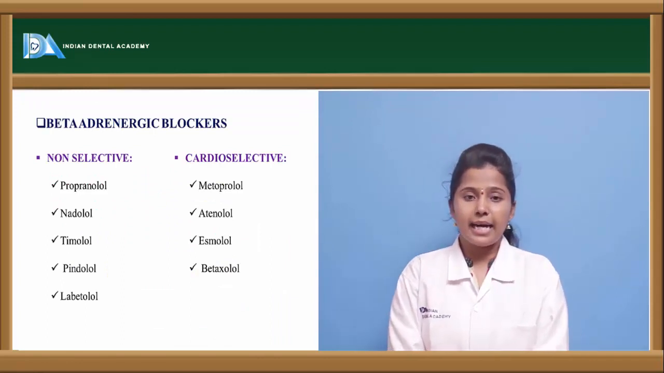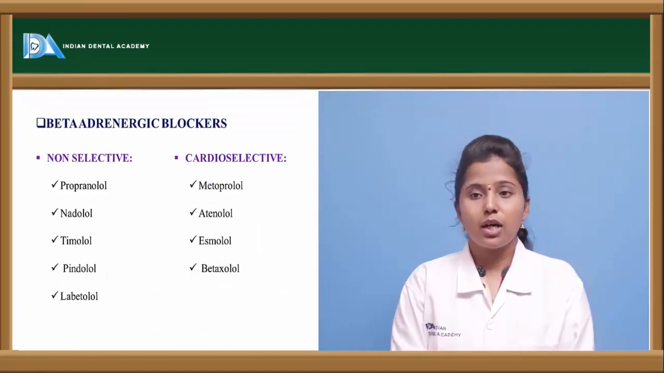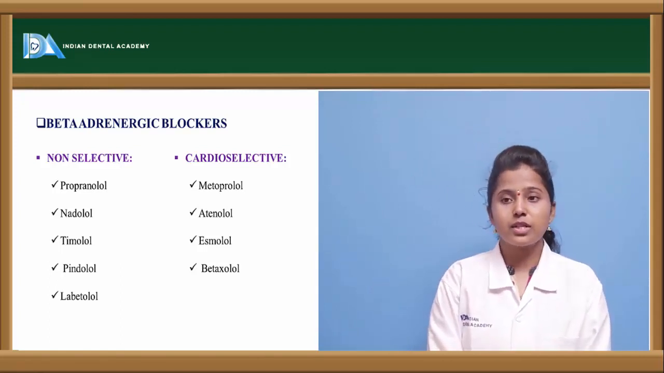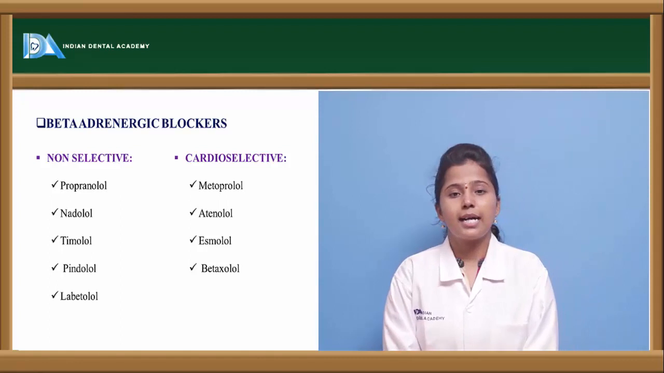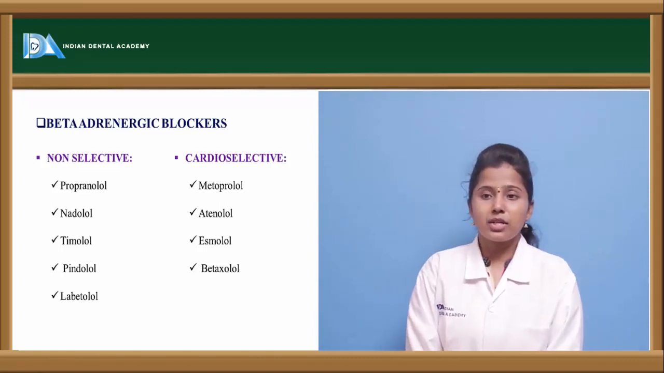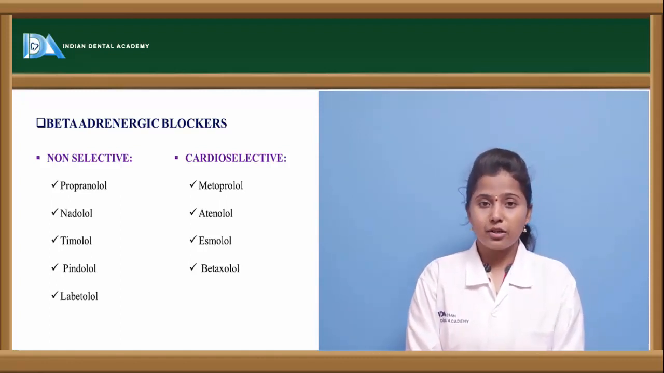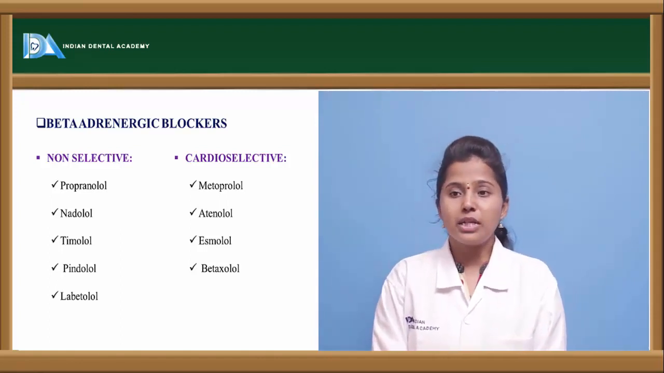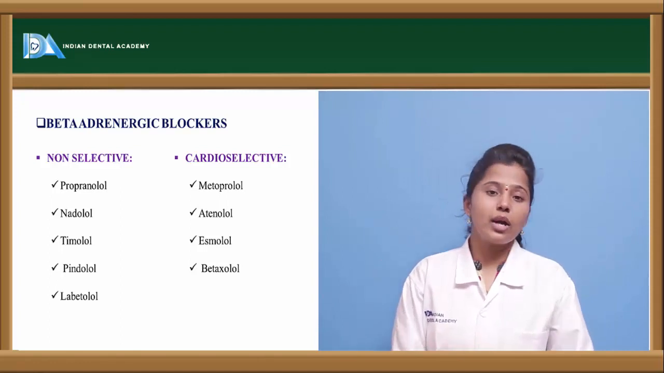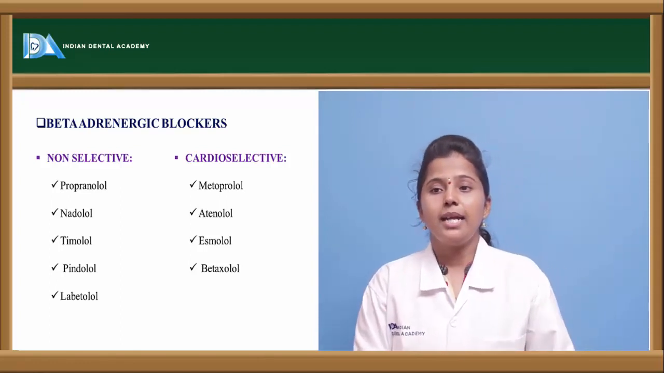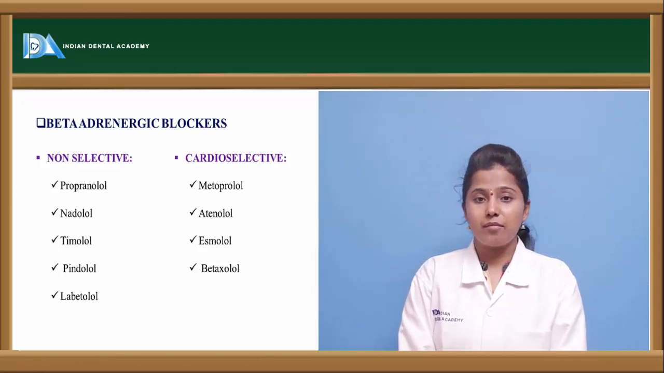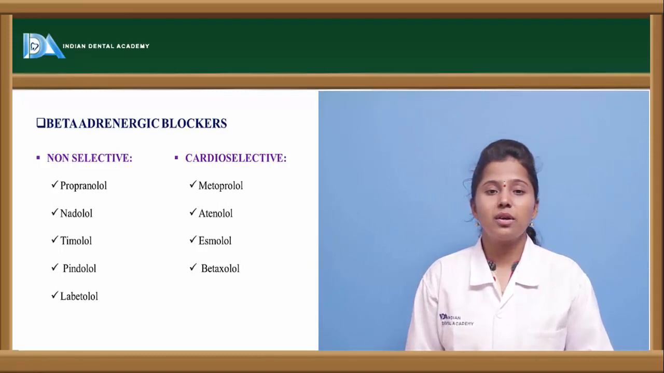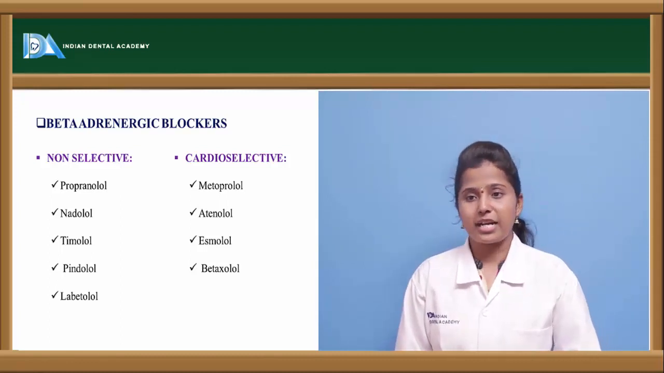Next, beta adrenergic blockers. There are two types of beta adrenergic blockers. One is non-selective and the other one is cardio-selective. Beta adrenergic receptors are of three types: beta 1, beta 2 and beta 3. Non-selective beta adrenergic blockers can bind to any of the three receptors, but beta 1 selective or cardio-selective drugs will bind to only a particular beta receptor and show their action.